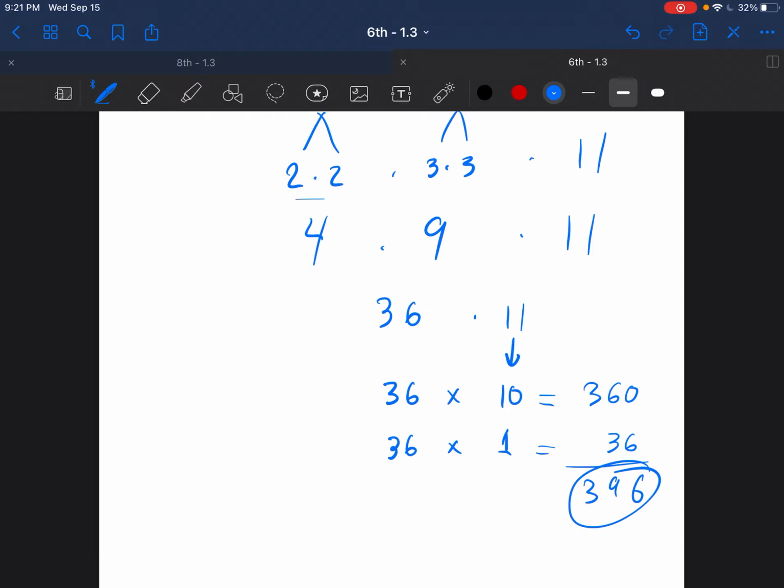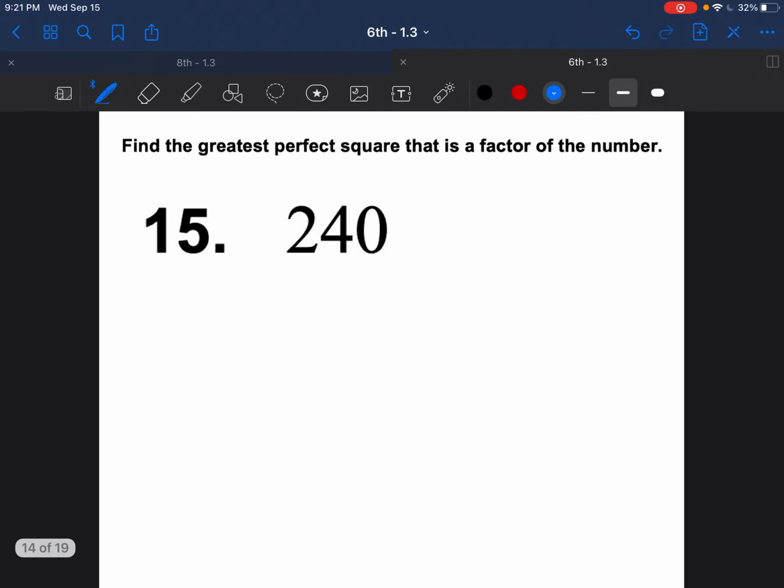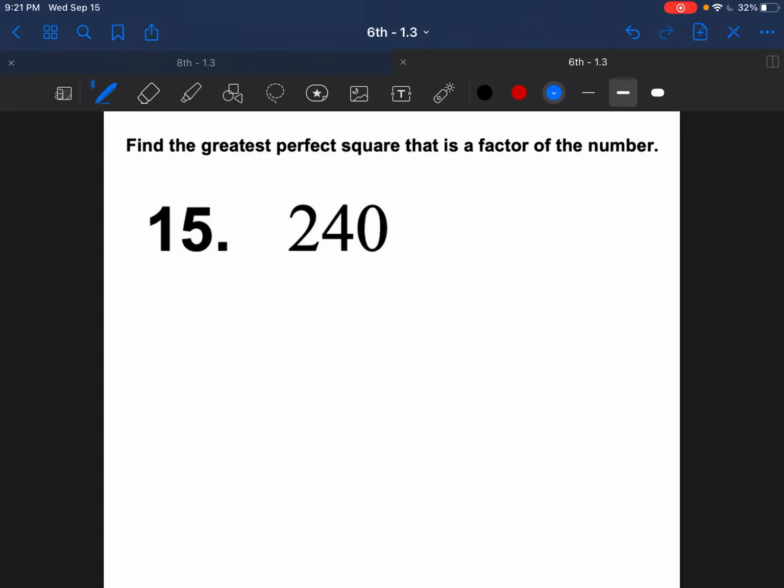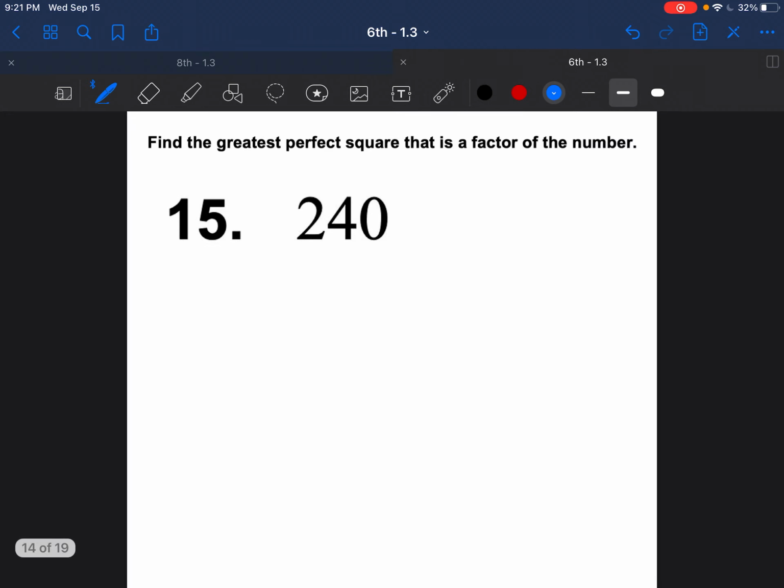Alright, let's try another one, ladies and gentlemen. This is number 15. For this one, we want to find the greatest perfect square that is a factor of the number. The greatest perfect square. So this is a trick question, guys, because it's really asking you something very special. So the greatest perfect square. So what is a perfect square?